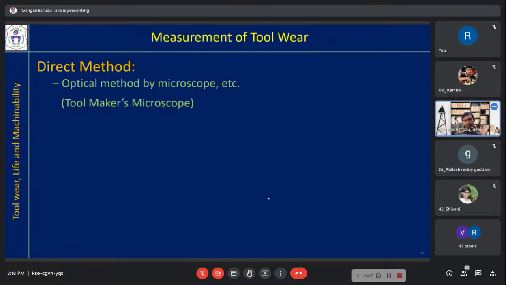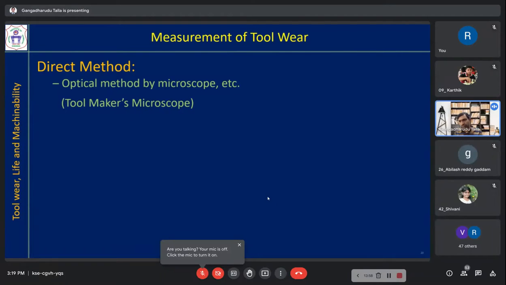So, the direct method, under this, the optical method by microscope. You will take out the tool whenever you feel that the tool has worn out. How do you feel? You will understand that more power is being used. You can see the power requirement. Using a dynamometer directly, you will get the forces. Force will be converted to power, or otherwise more force is required. That means something has happened with the tool.